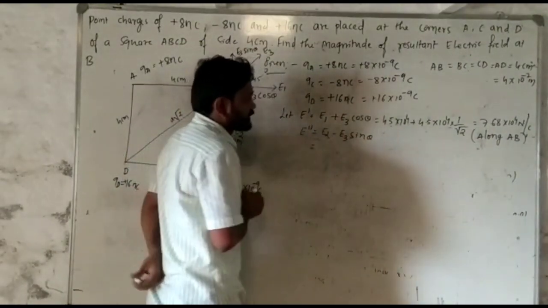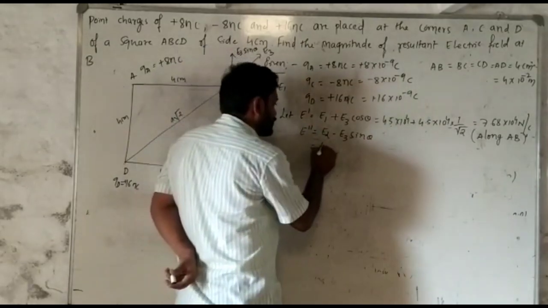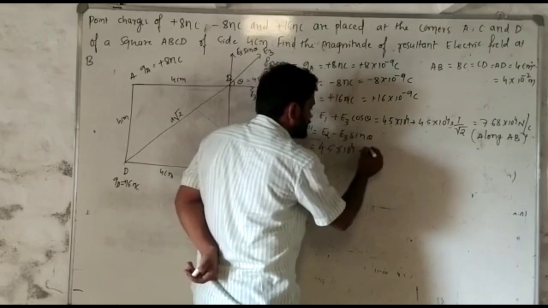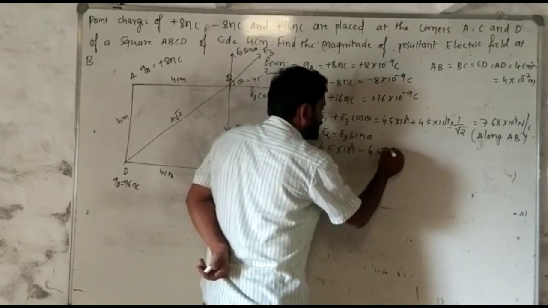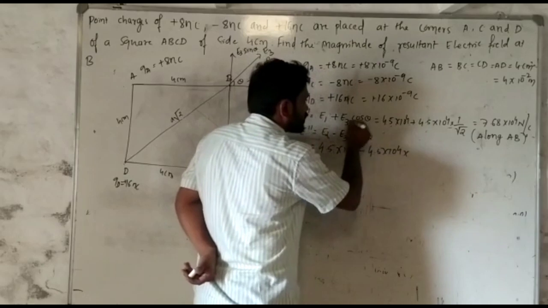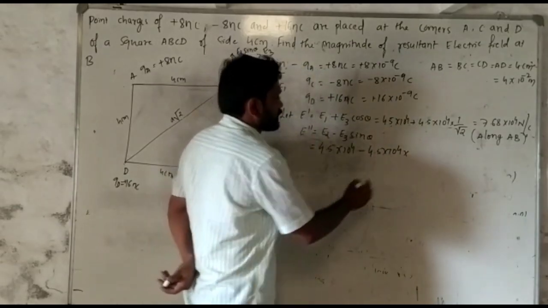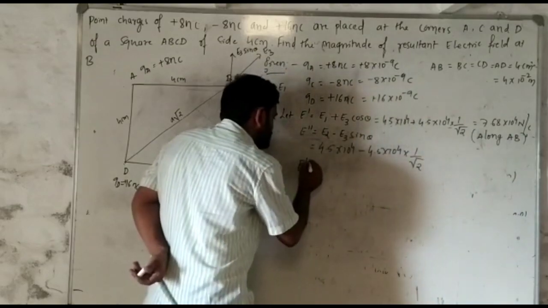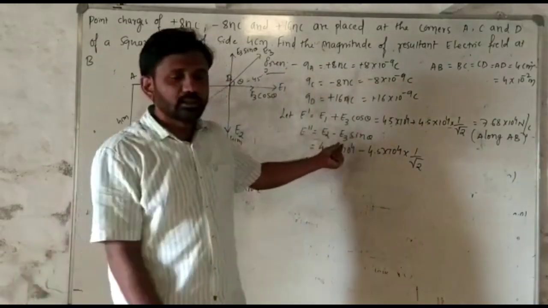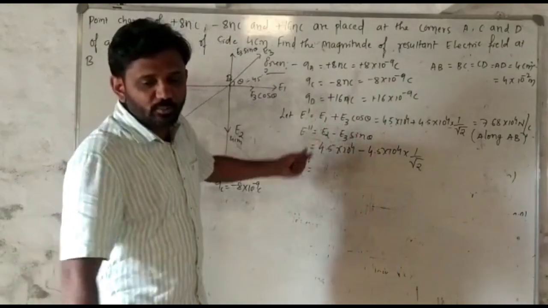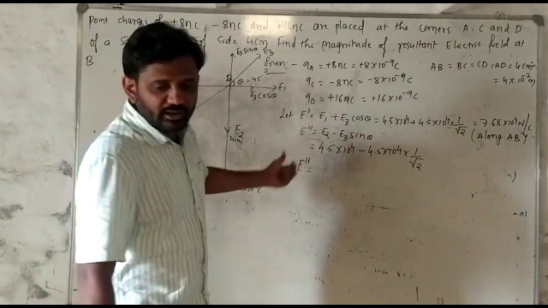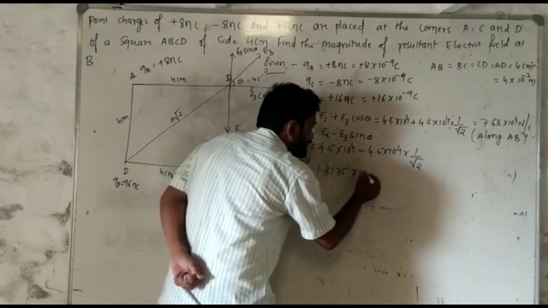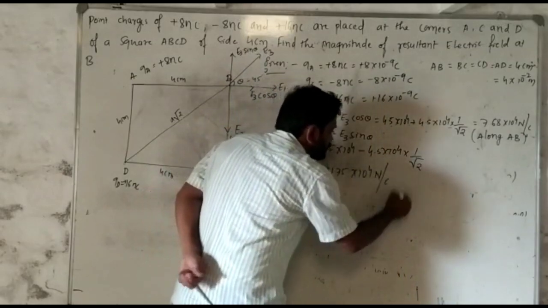We know the value of E2. E double dash is equal to E2, 4.5 into 10 raised to 4, minus E3 sin 45, which is 4.5 into 10 raised to 4 into 1 by root 2. Then simplify this one, E double dash is equal to 1.3175 into 10 raised to 4 Newton per Coulomb.